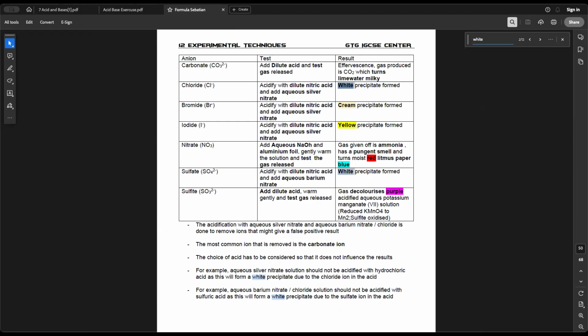Hey, have you guys ever seen this table before? No. Test for anions. This is actually given, so you don't have to memorize it. But sometimes it comes out in your paper too, so you kind of have to memorize it. You're actually supposed to refer to this, but I haven't taught you guys this yet.